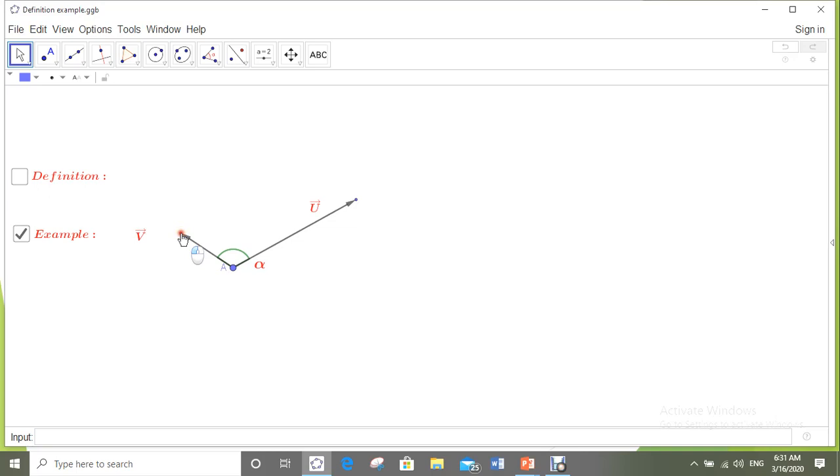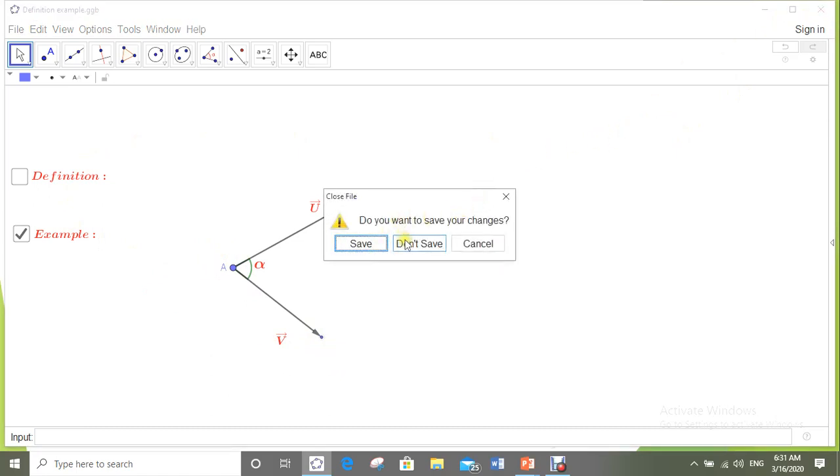Be careful about this case. We don't consider the exterior angle. In fact, we always consider the interior angle. That's it. Okay, let's go back to see what else we have.